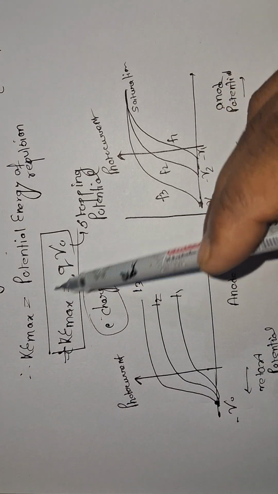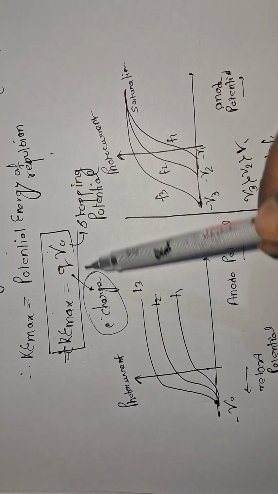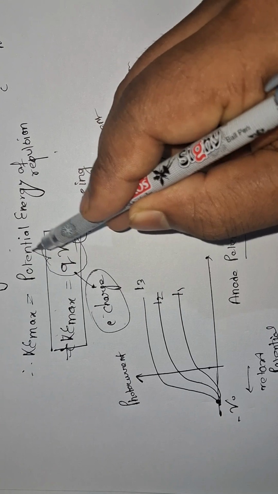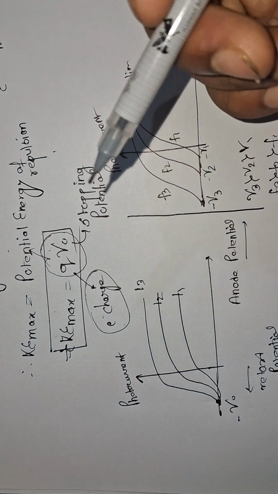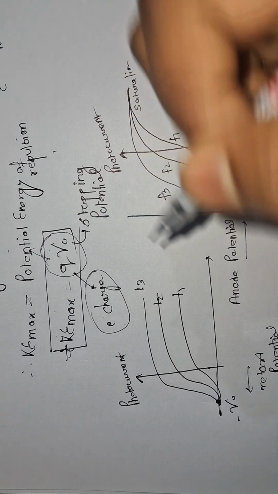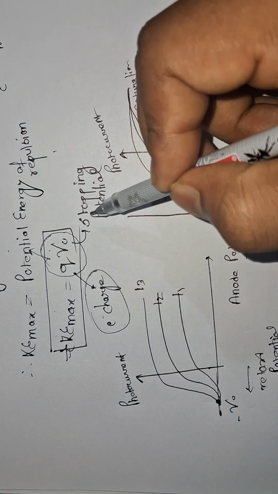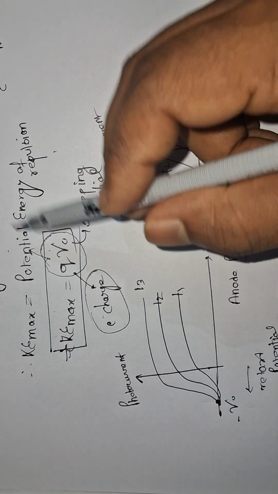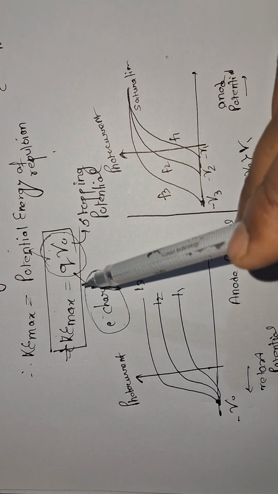As you can see, I have marked here that K max is equal to the potential energy of repulsion, that is, K max equals Q V naught. This is actually the formula of potential energy, that is, the potential energy stored if we accelerate a charged particle having a charge Q through a potential difference of V naught. So this is my potential energy. This is basically a formula you can know, simple. So K max will be equal to Q V naught.